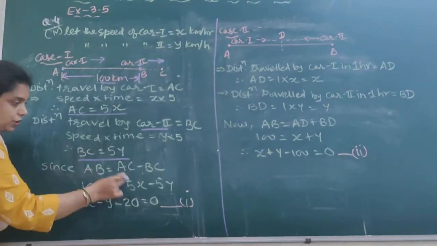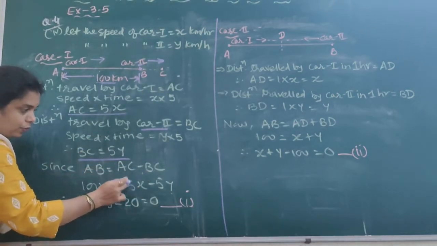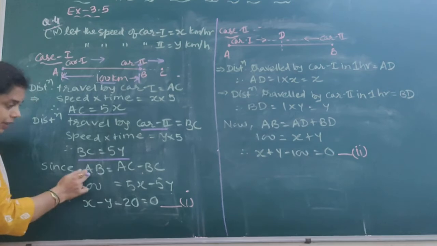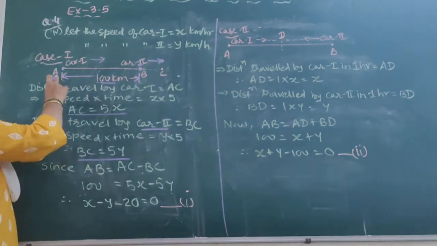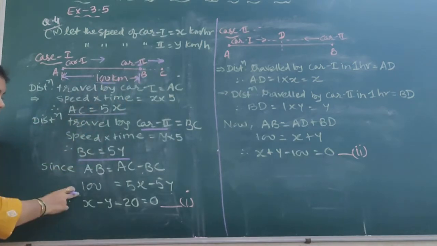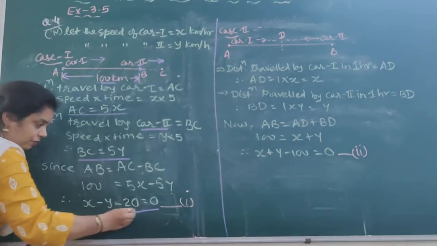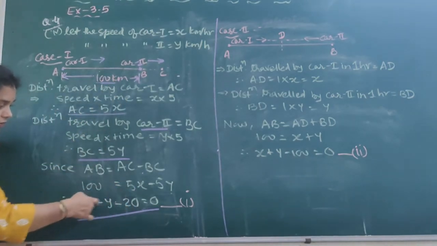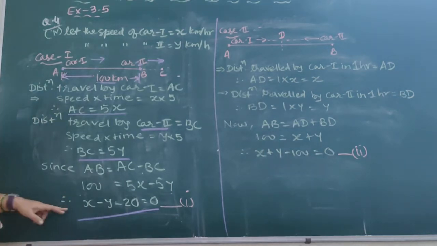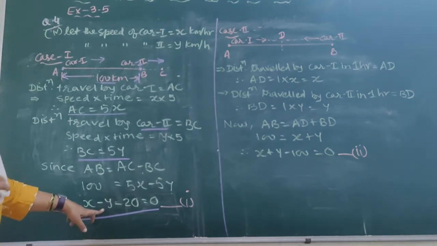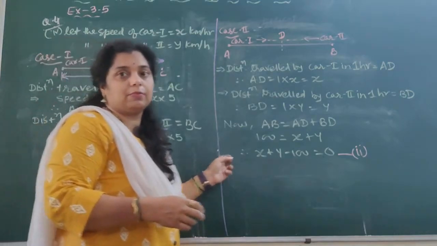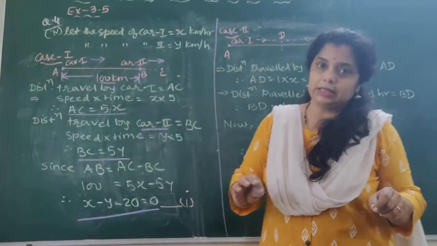After substituting the values of AC and BC here, as we already said, AB is equal to 100. The distance between place A and place B is 100. And therefore, after taking 5 as common, the final equation we got is x minus y minus 20 is equal to 0. Is it clear? Do more and more practice of such type of examples so you will get an idea easily.